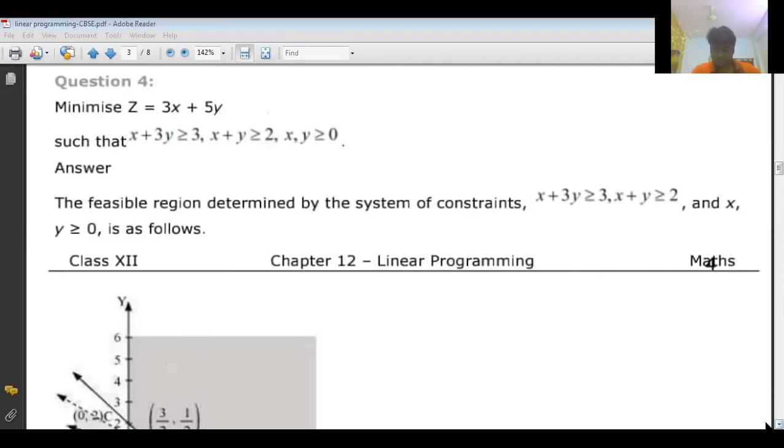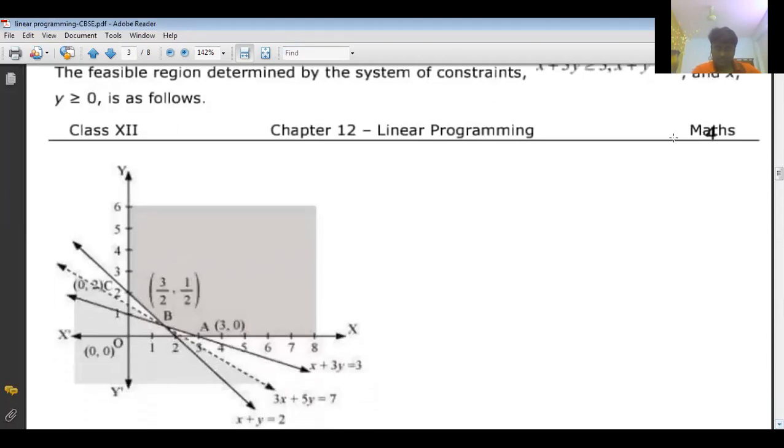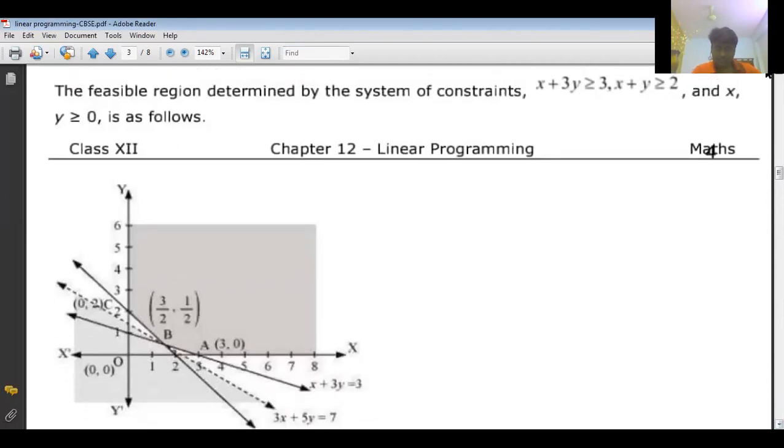First of all, take equality is there. Take the points. See, x plus 3y greater than or equals 3. What are the points here we can take? 3 comma 0 and 0 comma 1 we can take. See, 0 comma 1, 3 comma 0, and we can draw one line. Second also we can draw one line, and the point of intersection will be 3 by 2, 1 by 2, as we did in the previous problem.